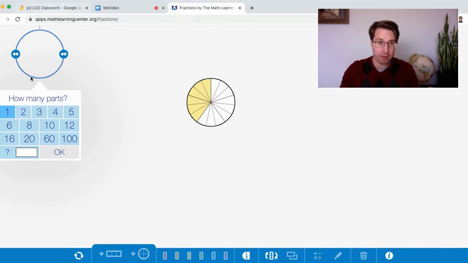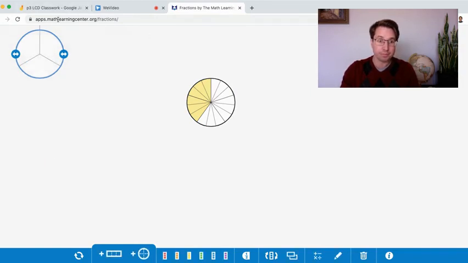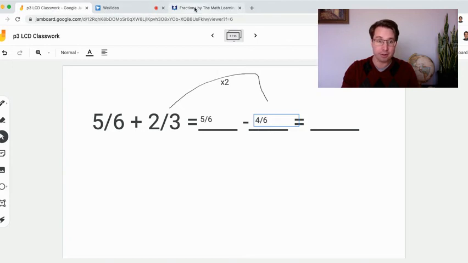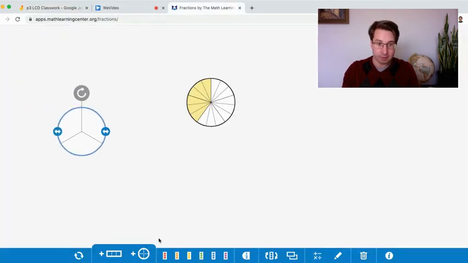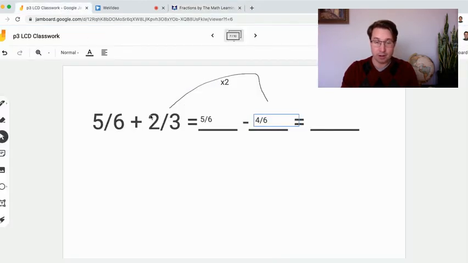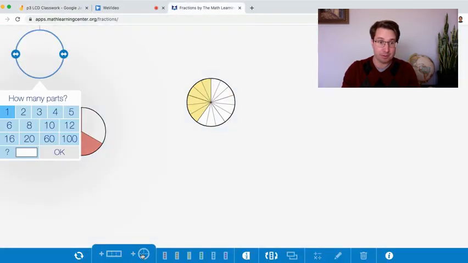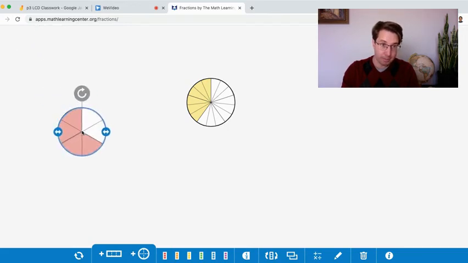Let's see what we had. We had thirds. And how many did we have? We had 2/3. Let's color these ones in red. And then let's take a look here. We are needing to turn them into sixths, so we're going to multiply by 2. That means we're doing 2 cuts. So put a 6 in there, slide that over. Boom, look, that's proof. 1, 2, 3, 4.